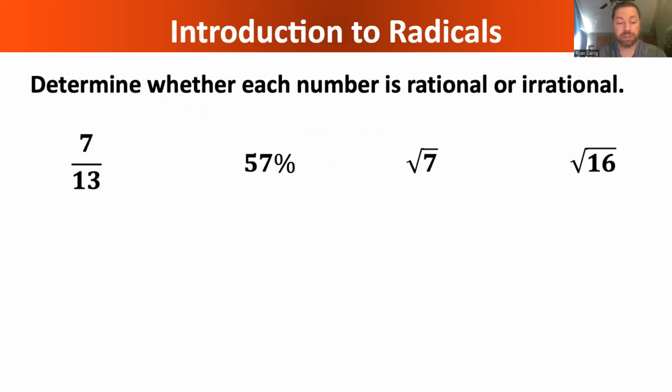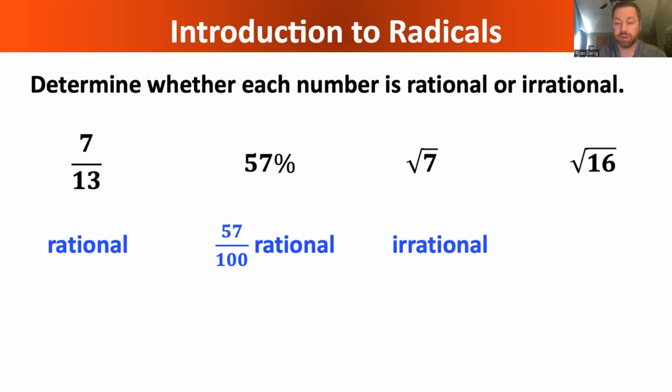7 over 13 is a fraction, making it rational. 57%, I can write that as a fraction. That's 57 over 100, which makes it rational. The square root of 7, if you type that in your calculator, it's a really big decimal and doesn't repeat, doesn't end. It's an irrational number.